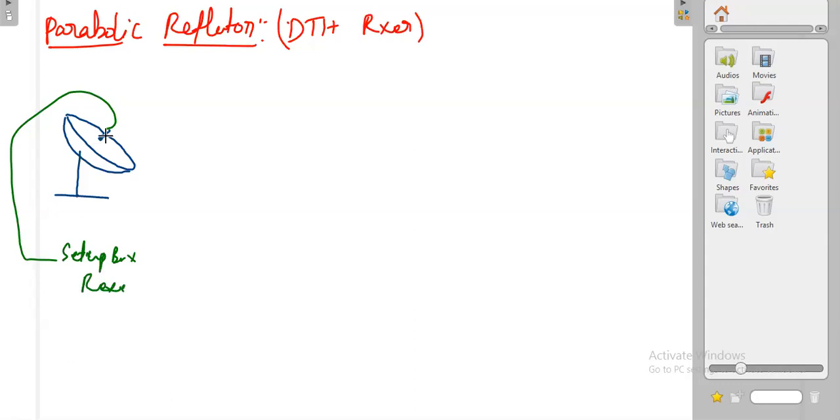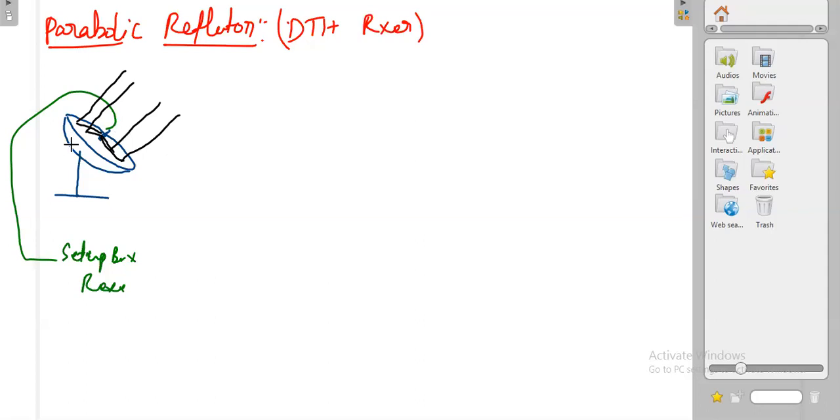So what is happening? The signal does not go directly to the feed. The signal falls like this, but the shape is such that the reflected signal goes to this feed. Any reflected signal will go to this feed. That is the idea of the parabolic reflector. If you simply receive the direct signal, you will receive very little, because the signal comes from the satellite over a very long distance. So to increase the signal strength, the signal power, we are using the parabolic reflector.